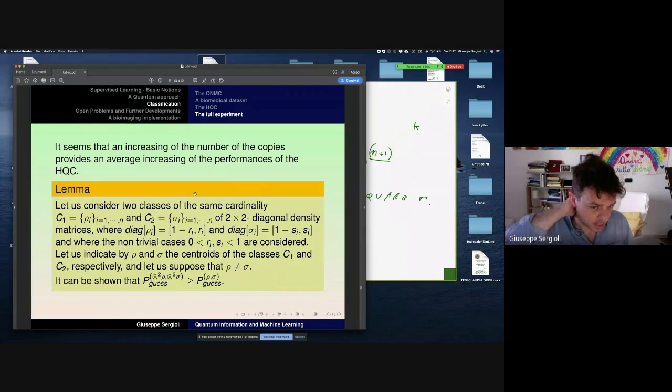Now, I would like to go into theoretical details, but I have no time. We already have a more general result that says that, in general, increasing the number of copies increases the probability of having a good classification. Increases the probability. That does not mean that for sure we will have better performance. But what we can be sure of is that the probability of having better performance will be greater by increasing the number of copies of the states that we have.